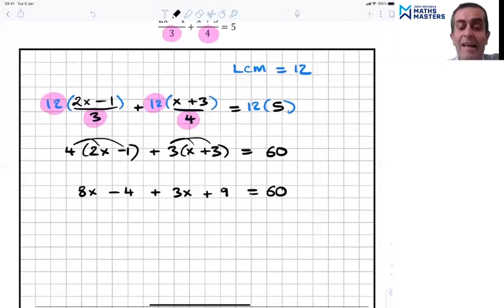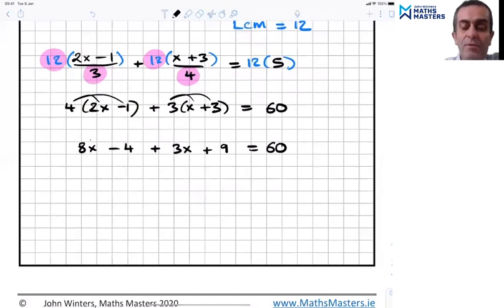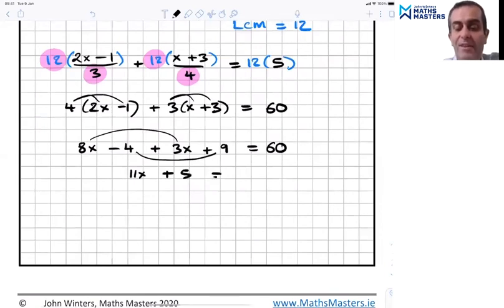Now, the next thing we do is we put the 8x and the 3x together, and that gives us 11x. We put the minus 4 and the plus 9 together. That gives us plus 5, and that's equal to 60. So effectively there, all we've done is we put the x's with the x's and the numbers with the numbers. Now, the next objective is get the numbers to one side of the equal sign and keep the x's on the other. So we need to bring that 5 across.